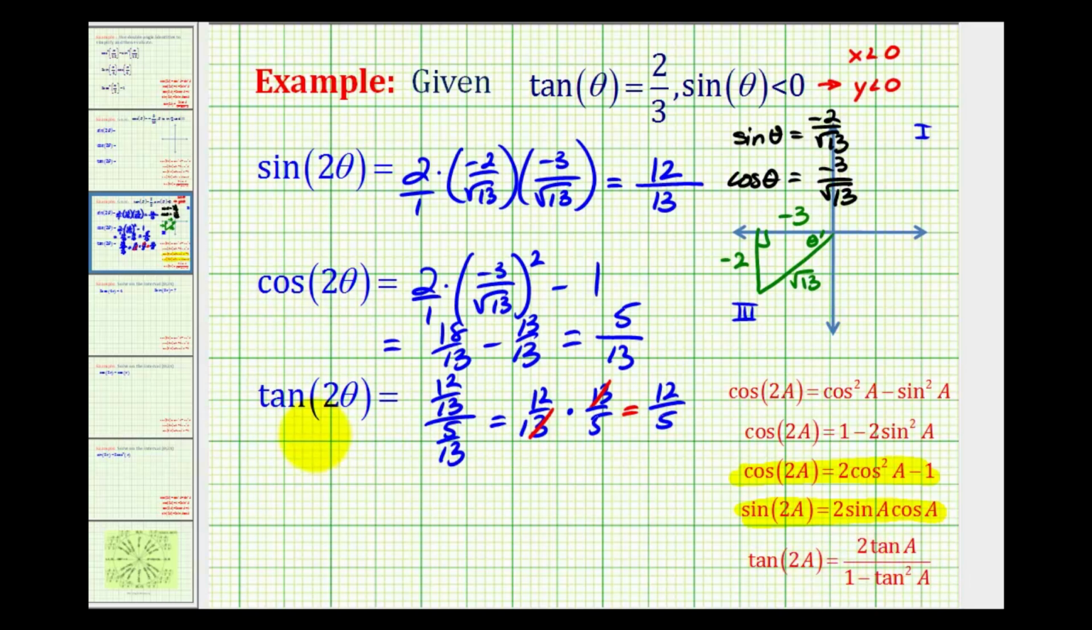But using the identity, we would have tangent 2 theta is equal to 2 times tangent theta, or 2 times 2/3, divided by 1 minus tangent squared theta, which is 2/3 squared. So we'd have 4/3. This is going to be 1 minus 4/9, which will be 5/9.